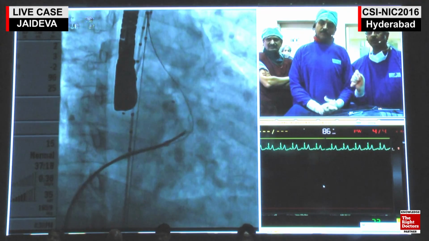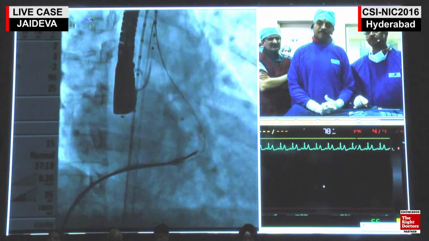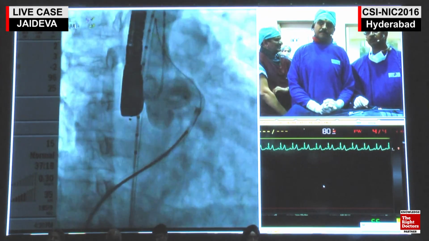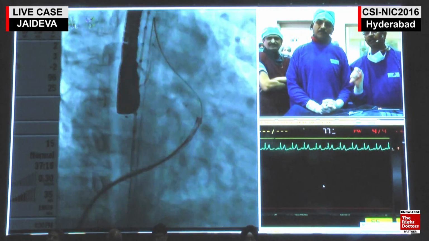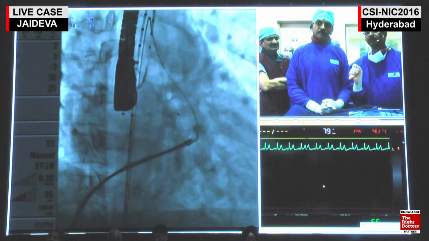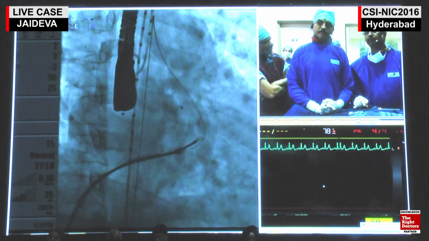ADO 1. ADO 2 only comes up to a maximum size of 6 millimeter. So this is a 16 by 14 ADO 1, Amplatzer type LifeTech duct occluder.